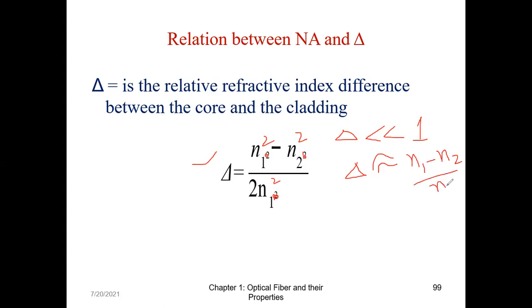Okay, so suppose you see that in the numerical, the delta will usually be given as a percentage. If delta is much less than 1, then instead of using this formula, you can use delta approximately equal to (N1 minus N2) upon N1. This will make your calculation a bit easier; otherwise you would need N1 squared, N2 squared, and then divide by 2N1 squared.